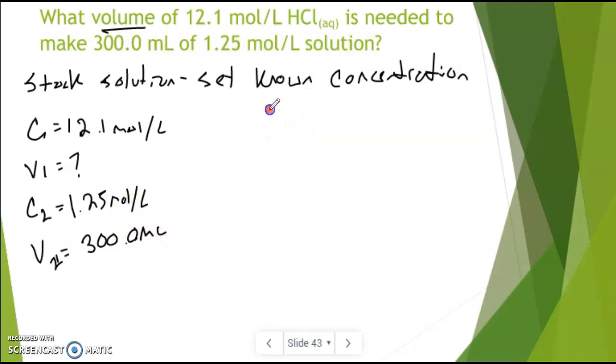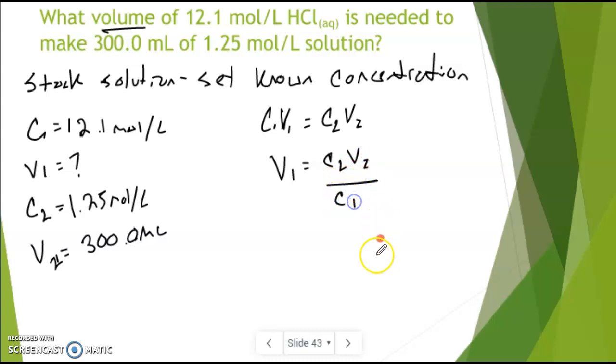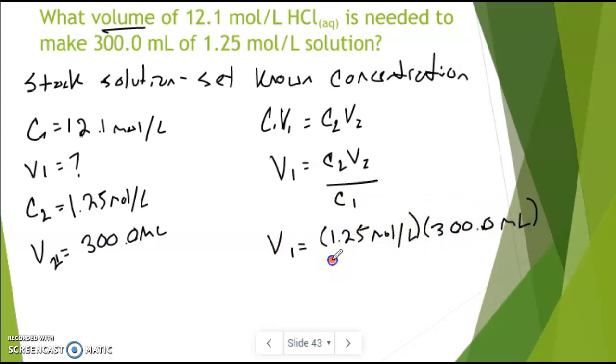We start with C1V1 equals C2V2, and we're going to solve for V1. We rearrange our formula, divide both sides by C1, and this is our new formula. Now we just take our values and start putting them in. C2 is 1.25 moles per liter, times 300 milliliters, and we divide that by our initial concentration of 12.1 moles per liter.